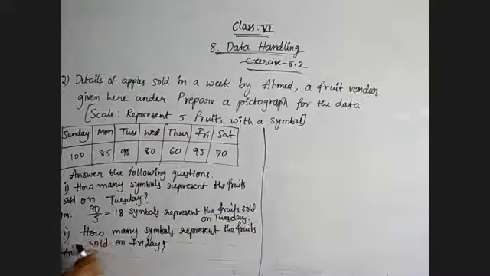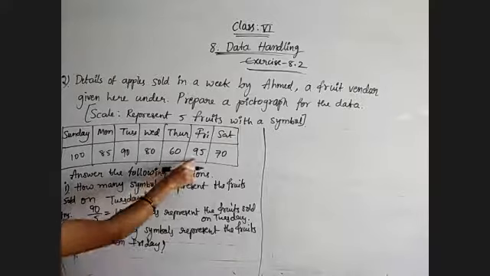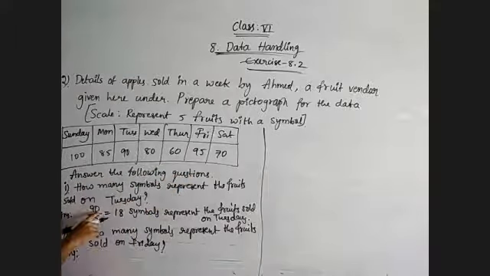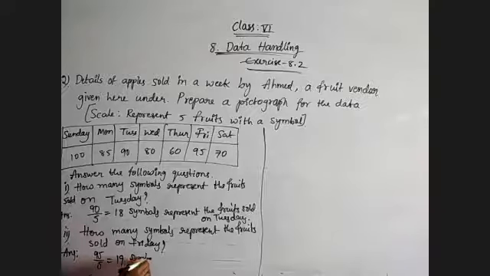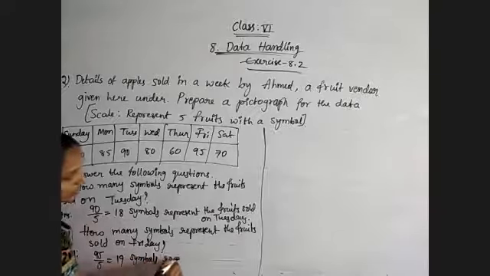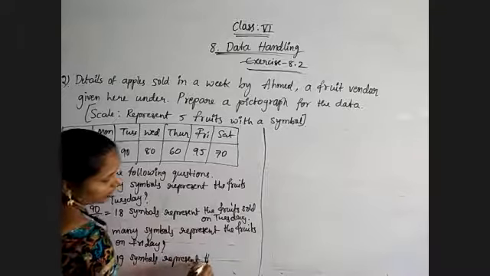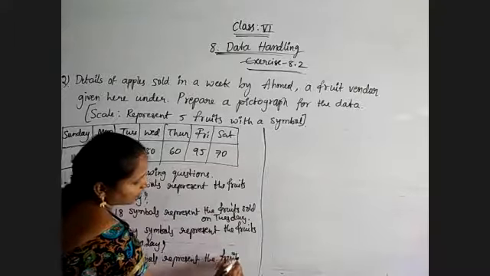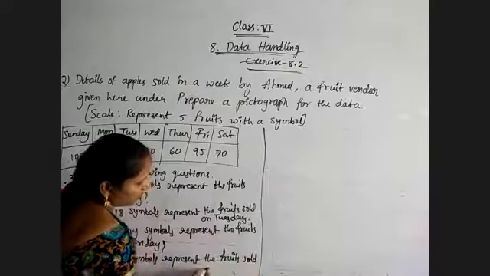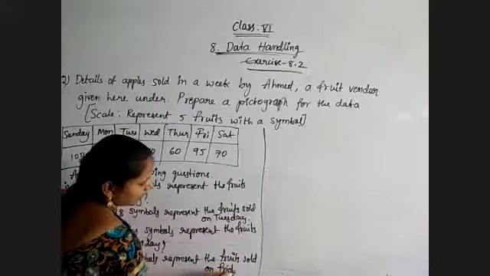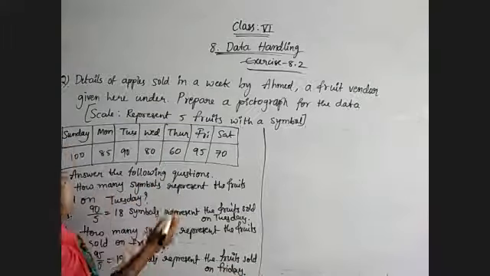Okay, similarly here also. How many symbols represent the fruits sold on Friday? 95 we have. So just 5 more means 19 symbols we need. So we will see 95 by 5. 5 ones are 5, 5 nines are 45. 19 symbols represent the fruits sold on Friday. That's all.